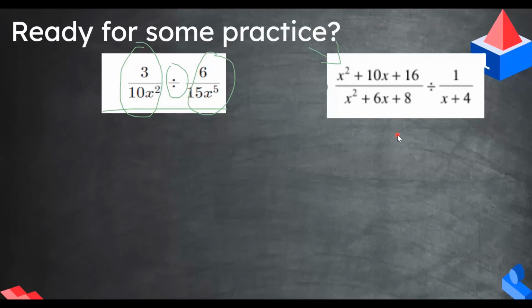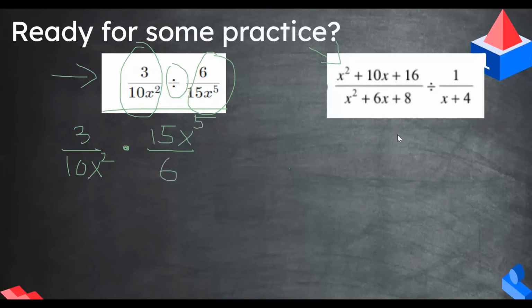Not a problem. So I keep the first fraction, right? I change the sign, so now it's a multiplication, and now I flip the second fraction, right? So this is my dividend. I keep the dividend, change the sign, and then flip the divisor. Right, so now what do I do? I look for common terms.